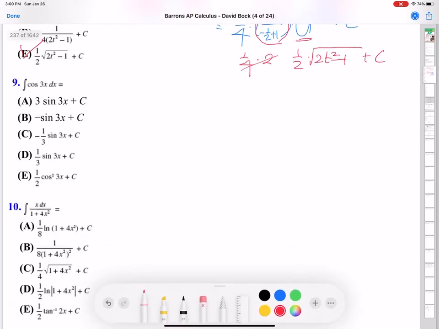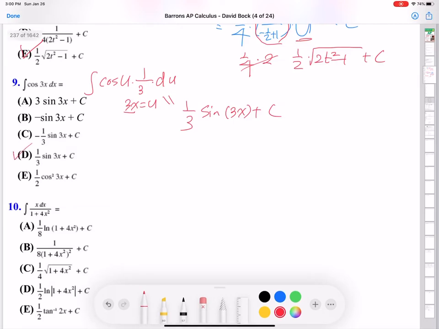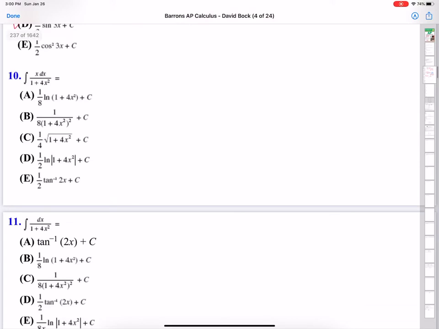Number 9. Integral cosine 3x. Okay, the 3x part is going to be u. Okay, so it is integral cosine u, and then dx should be changed to du. 1 over the derivative of u, and then du. So 1/3. What is the integral of cosine? It is sine. So sine u, where u is 3x, right? Plus c. 1/3 sine 3x plus c. D is the answer. Number 10.